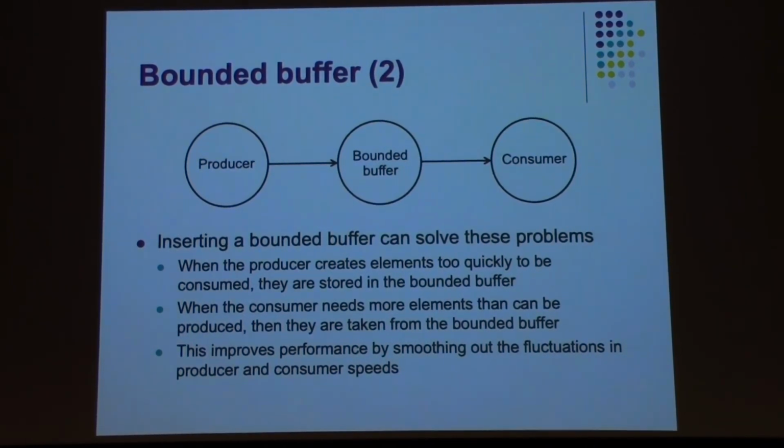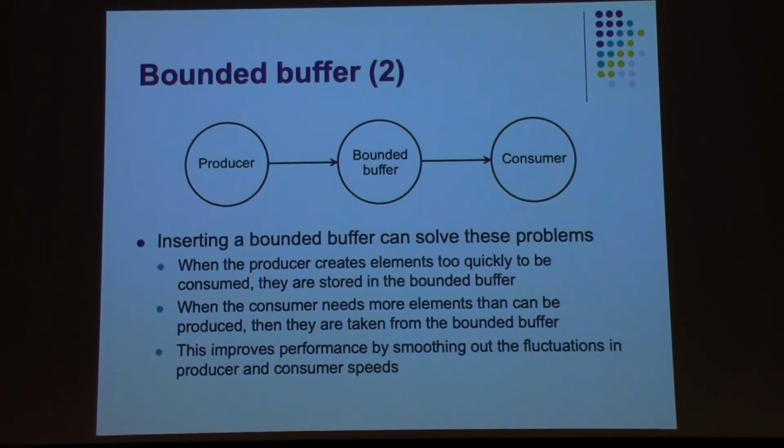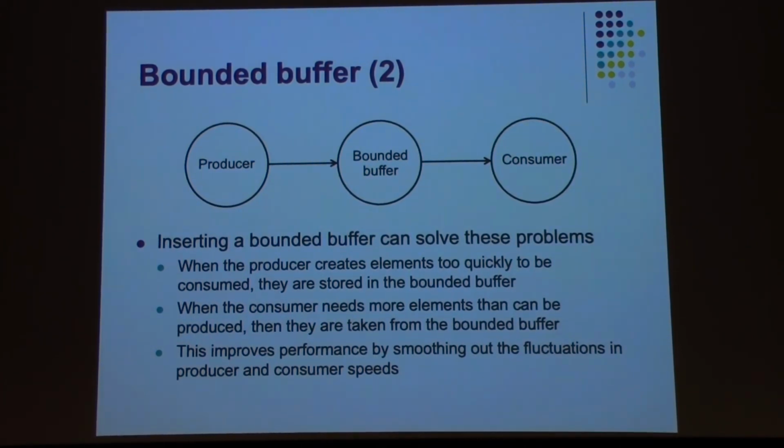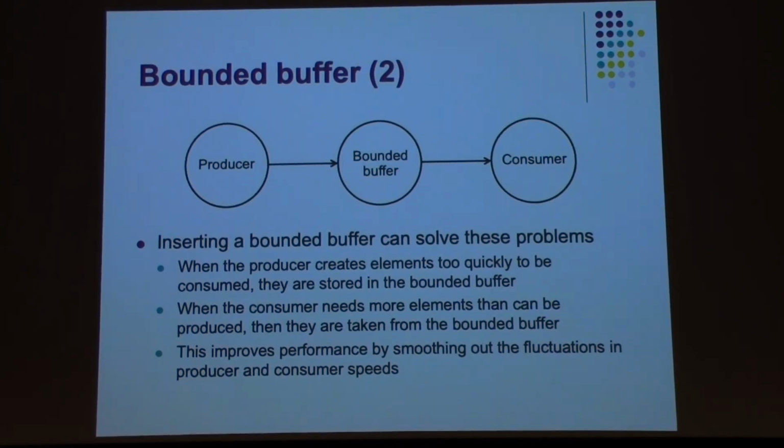So the buffer is kind of smoothing things over. It lets the producer produce elements too fast, and it lets the consumer consume elements even if the producer is not producing them. So it smooths out the fluctuations between the producer and consumer, and it will improve performance. So a bounded buffer is used very often. It's like matching the two sides.